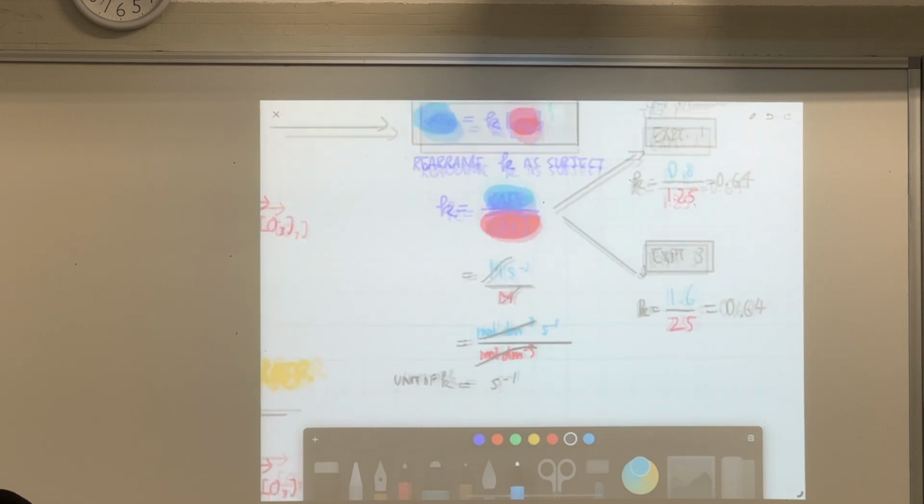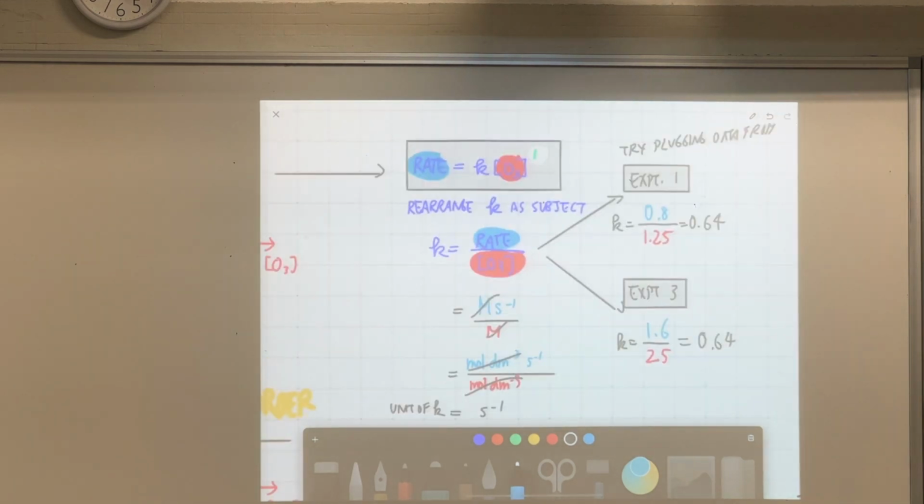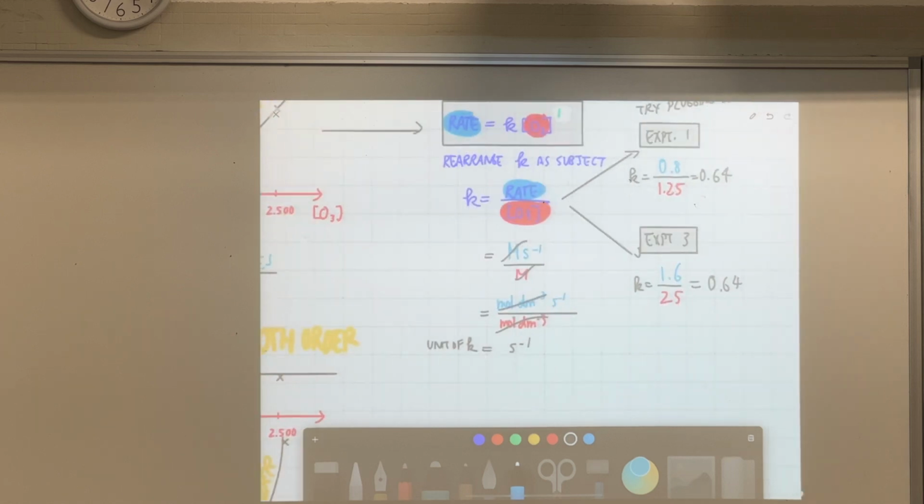This is the harder chapter because you can't memorize the unit, as the unit is different each time, depending on what order the reactant has. Can you copy this part? The full answer will therefore be 0.64 per second. So this is how you find the unit of k, and this is how to find the value of k.